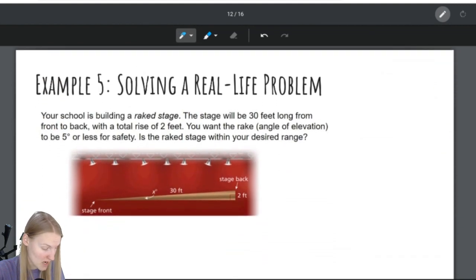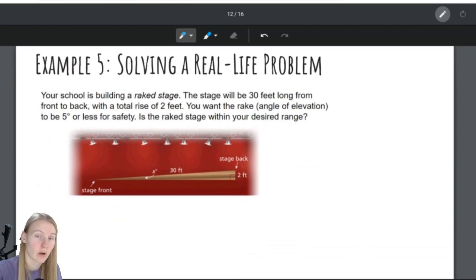Example 5. This is extra. This is an extra example. You will not need it for your homework, but will there be bonus questions? There might be bonus questions. We'll have to see. So, solving a real-life problem.